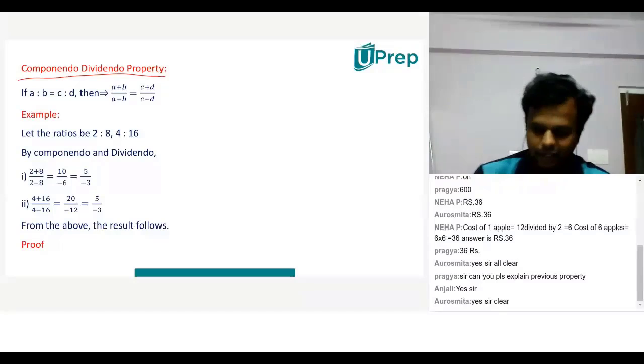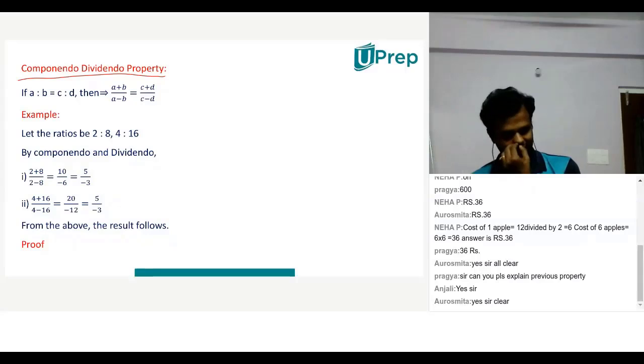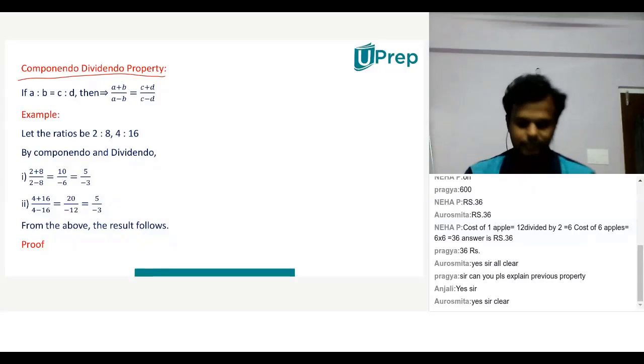So here I have 2 is to 8 and 4 is to 16. So 2 plus 8 by 2 minus 8 is 10 by minus 6, which is equal to 5 by minus 3. And 4 plus 16 by 4 minus 16 is equal to 20 by minus 12.